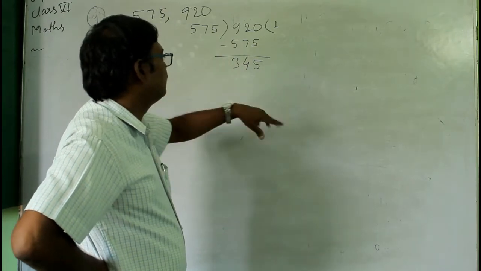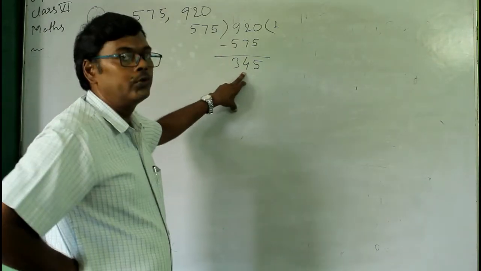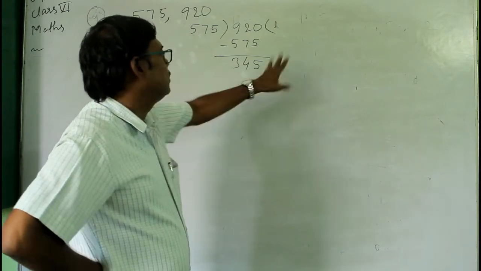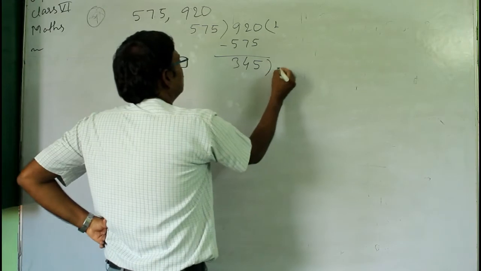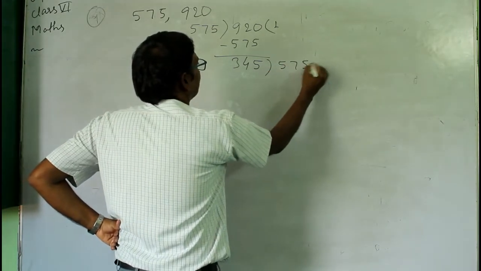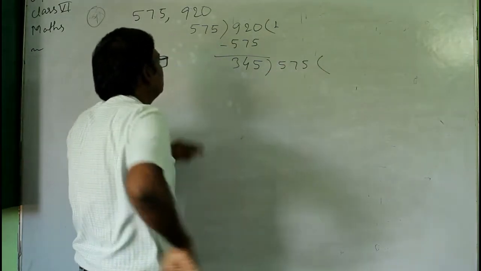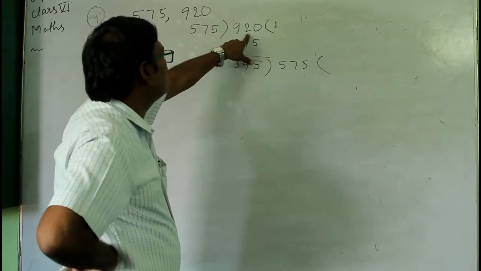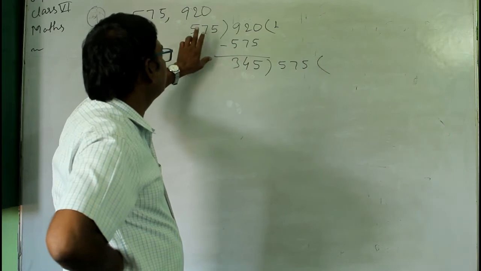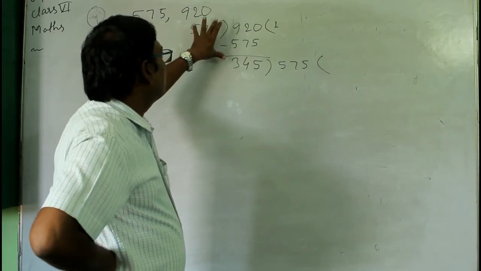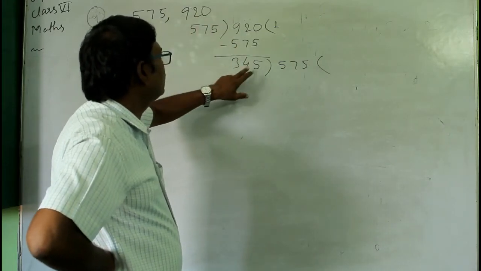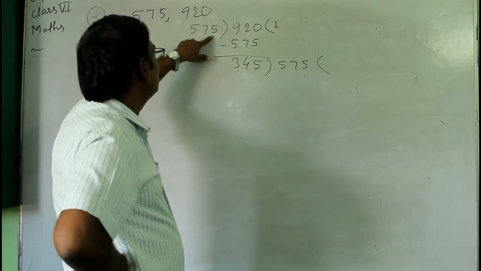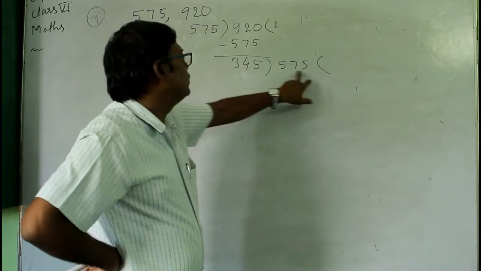Now in the next step, this remainder will be the new divisor and the old divisor will be the new dividend. So here you will write dividend 575. See, in the first step, 920 is the dividend and 575 is the divisor. Now after division we got the remainder. Then this remainder will be the new divisor and this old divisor will become the new dividend.